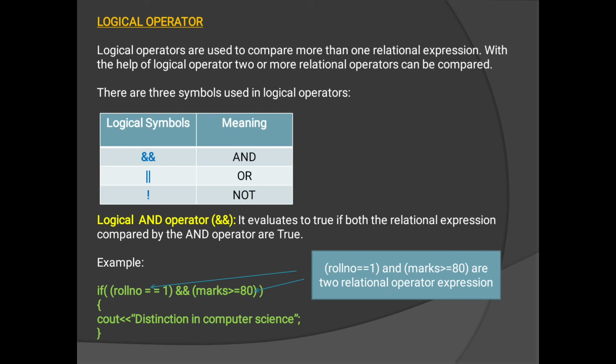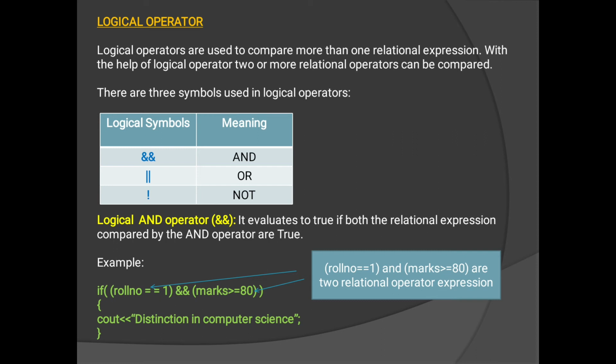Three symbols are used: the ampersand for AND, for the OR you use the parallel lines, and for the NOT you use one unary operator, that is the exclamation mark. Unary stands for only one symbol here. Either you can use the logical symbol, or you can use the words and, or, not. In both cases it is accepted in a C++ program.